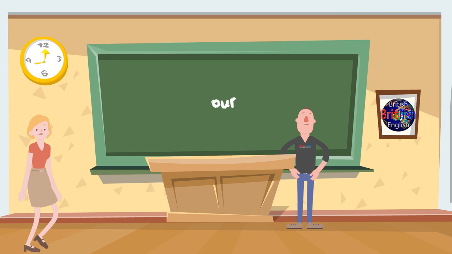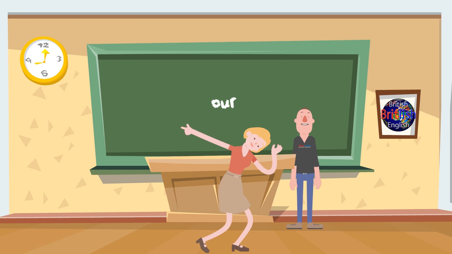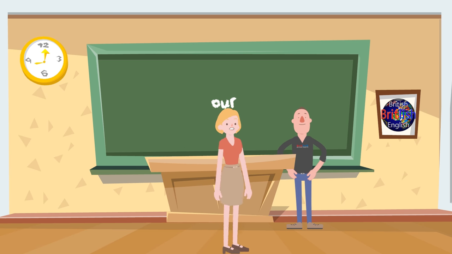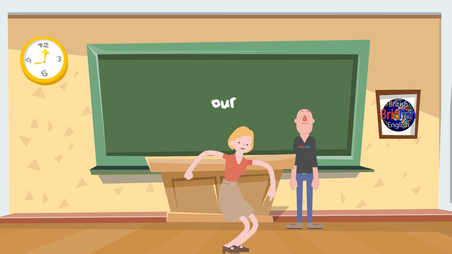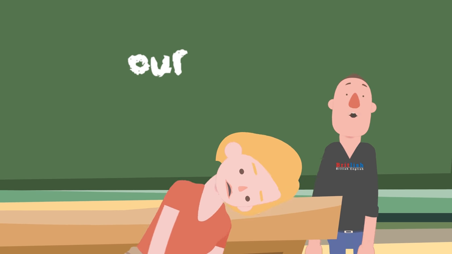This is our Ellie. Ellie loves to dance on our anniversary. Why are you dancing, Ellie? I thought it was our anniversary last month. That was your sister's anniversary. Our anniversary is today. Oops, fancy forgetting our anniversary.